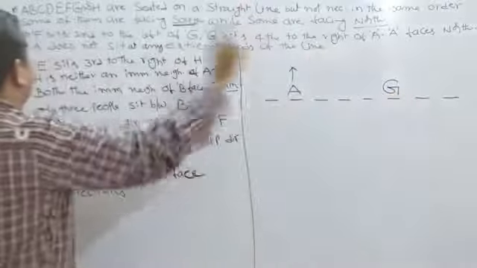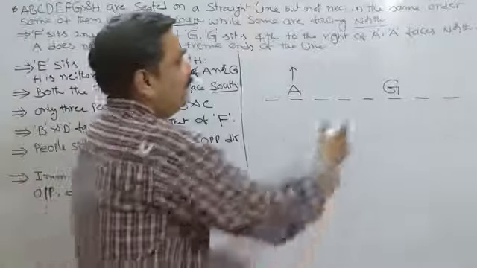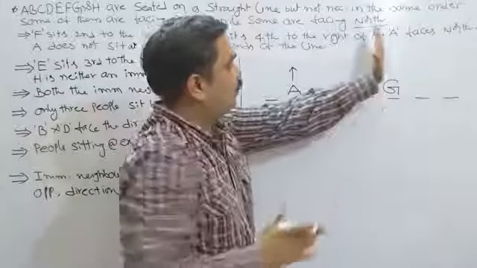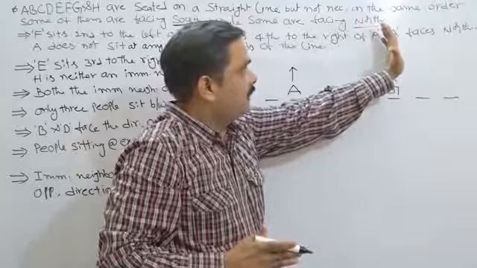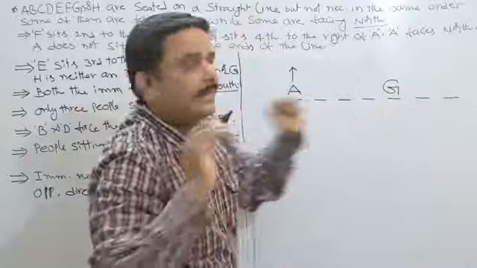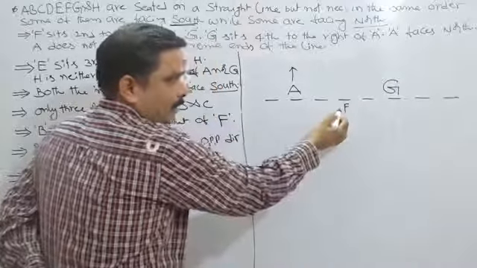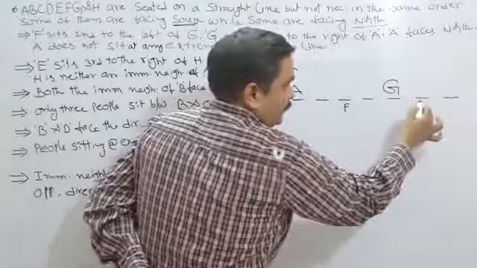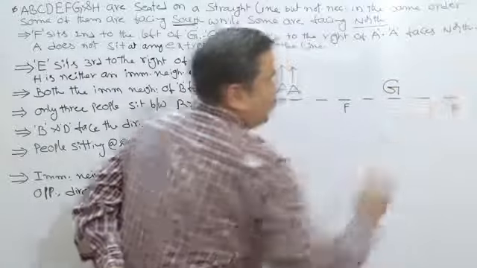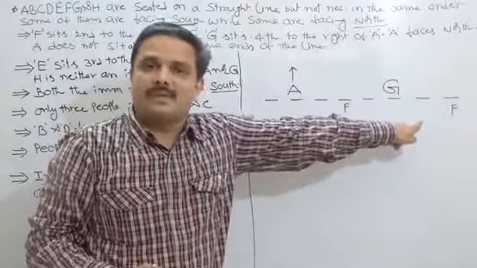Now F's relation: F sits second to the left of G. I don't know whether G is facing north or south. If G is facing north, F sits second to the left of G, means 1, 2, F can be here. Roughly I am writing here. If G is south, then the left side is this: 1, 2, F can be here. This is the best way to start the question.